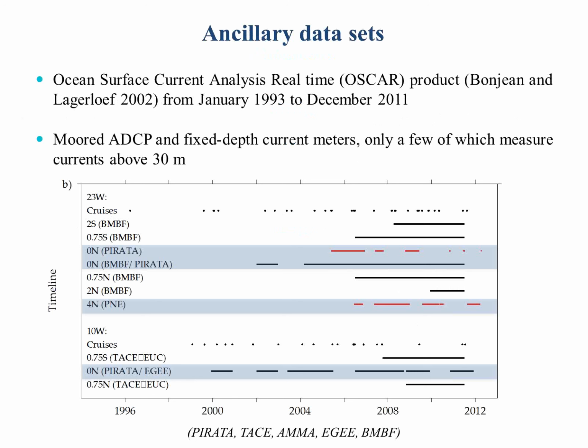So the Oxford data, it's a weekly product, and it's computed from satellite. It feeds in a lot of satellite measurements and produces a weekly current measurement at 15 meters depth, or you can think of it as a depth average of the upper 30 meters. And we have that weekly from January 1993 to December 2011.